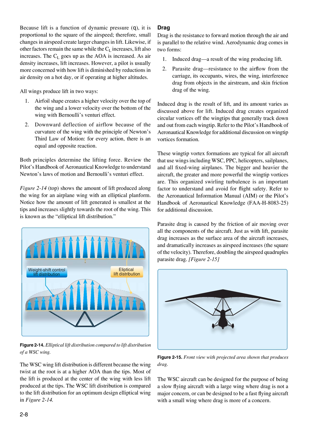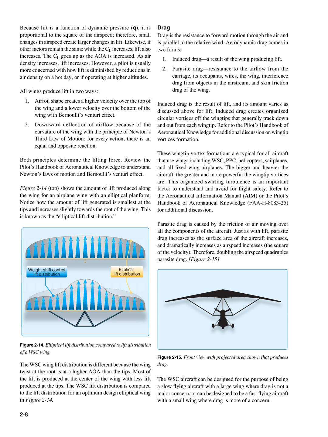Figure 2-14 top shows the amount of lift produced along the wing for an airplane wing with an elliptical planform. Notice how the amount of lift generated is smallest at the tips and increases slightly towards the root of the wing. This is known as the elliptical lift distribution. The WSC wing lift distribution is different because the wing twist at the root is at a higher AOA than the tips. Most of the lift is produced at the center of the wing with less lift produced at the tips. The WSC lift distribution is compared to the lift distribution for an optimum design elliptical wing in Figure 2-14.